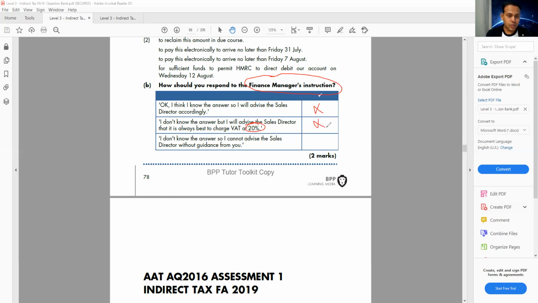I don't know the answer, so I cannot advise the sales director without guidance from you. So I'm telling the finance director, I cannot tell anything to the sales director because this is beyond my expertise. So I cannot tell anything without having guidance from you. This is the answer. So you can see, this is the end of the question.